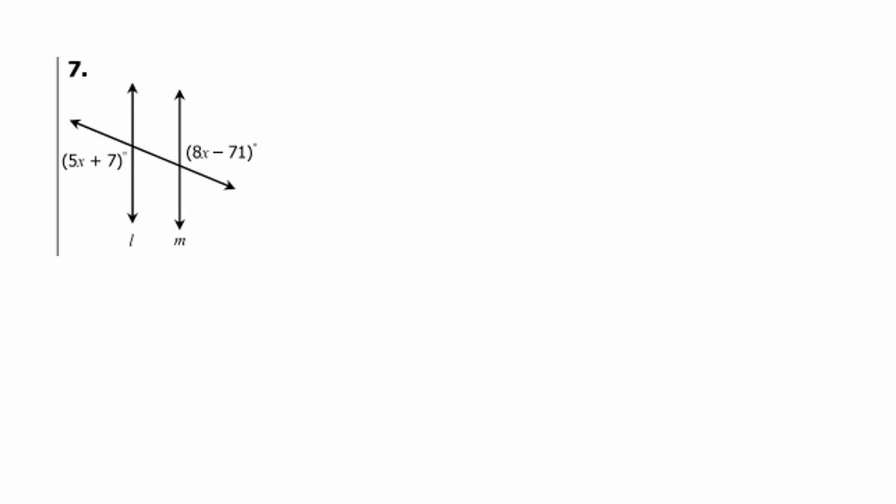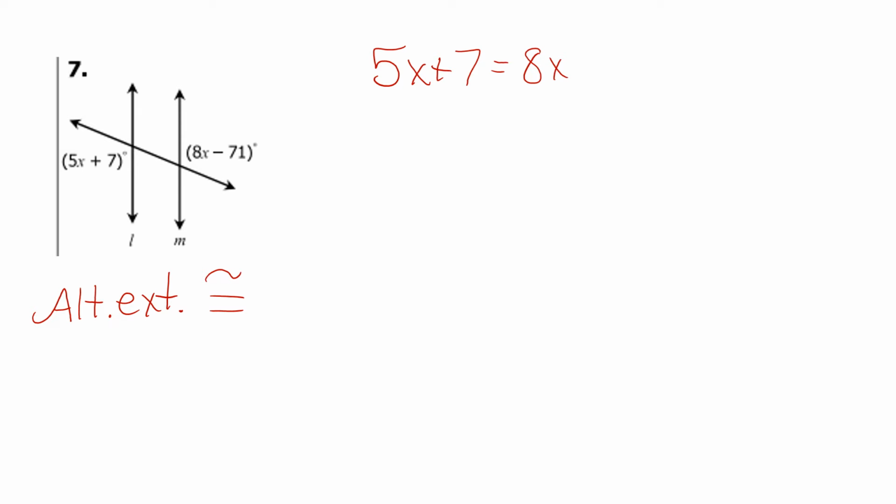Number 7. First, identify the relationship of your two angles. They're on the outside of the parallel lines, which means they're exterior, and they're on alternate sides of the transversal, so they're alternate exterior angles, which means they are congruent. So we're going to set these equal to each other. So 5x plus 7 equals 8x minus 71.